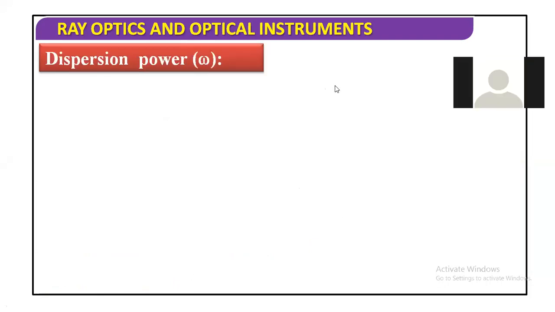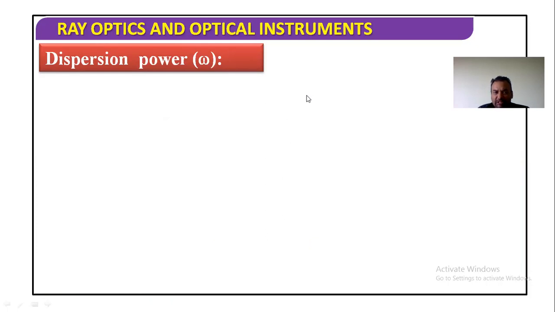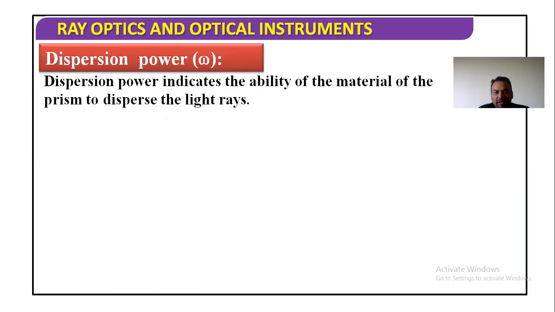Yes, sir. Now the second topic is the dispersion power, also called dispersive power. It is represented by omega. What is the definition of the dispersive power? Dispersive power indicates the ability of the material of the prism to disperse the light, to split the light into 7 colors. So it is the power of the prism to disperse the light.